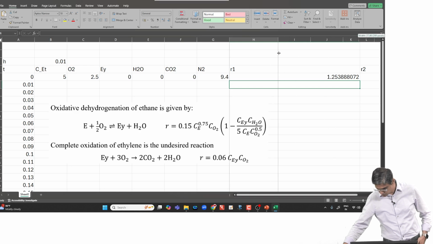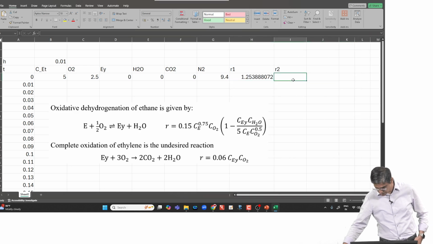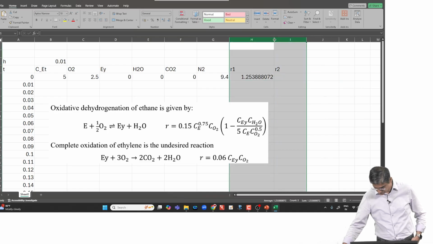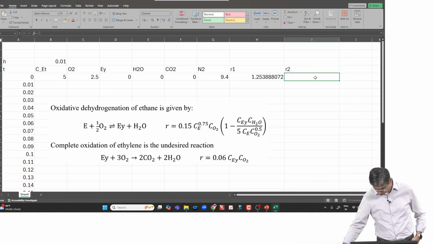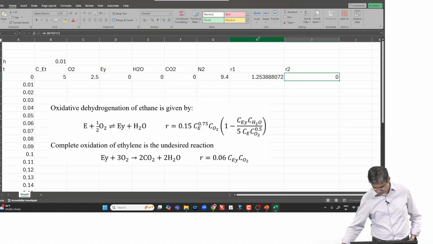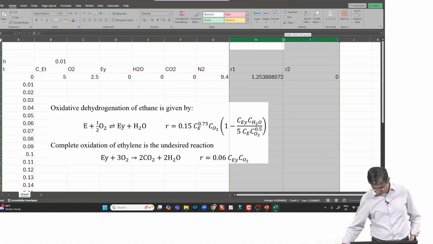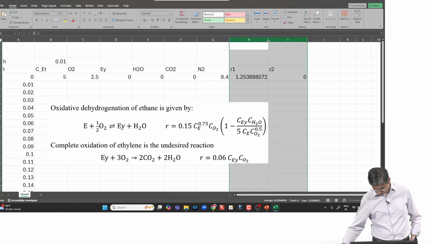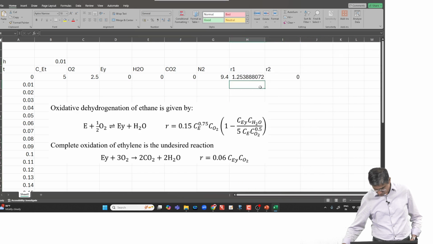What about the other one? The other one is 0.06 multiplied by concentration of ethylene multiplied by concentration of O2.